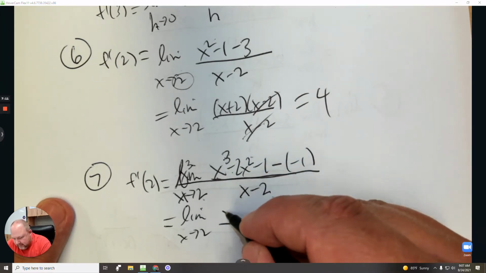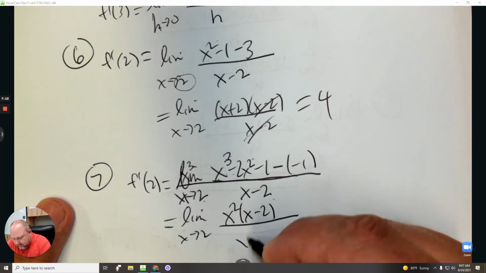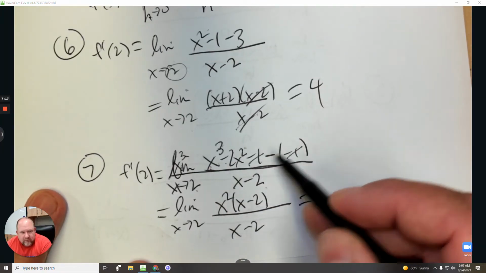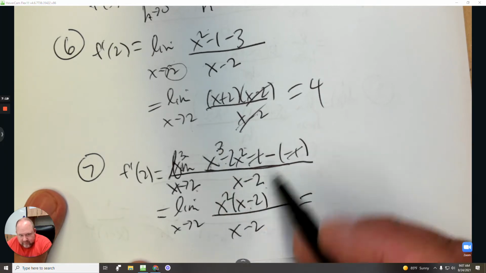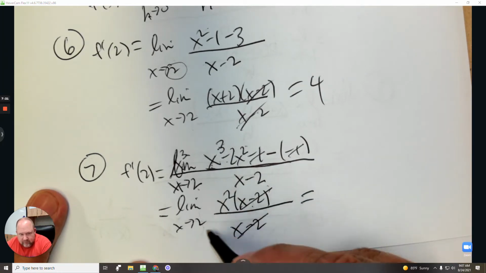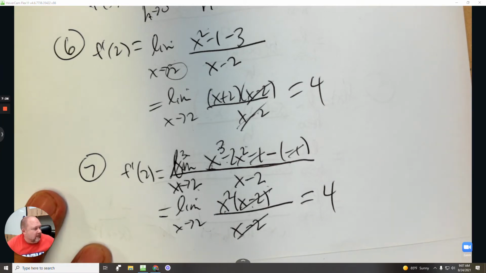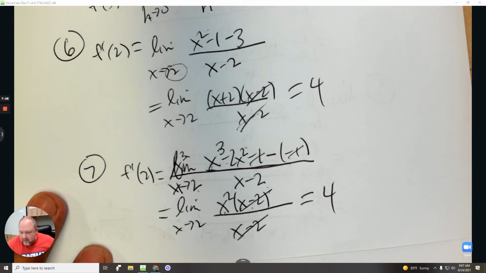So we factor out an x squared. So you're left with this. When you factor out, the negative 1's cross out, factor out an x squared. So x subtract 2 divides out, plug in 2. And 2 squared is 4, and you have your answer. I thought it was going to get a little uglier. Number 8.